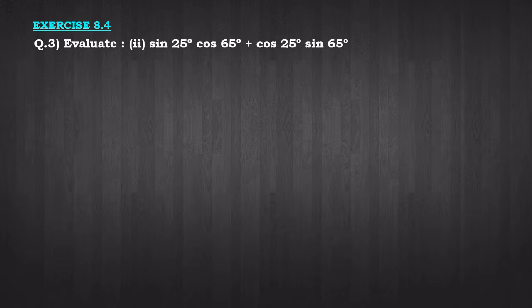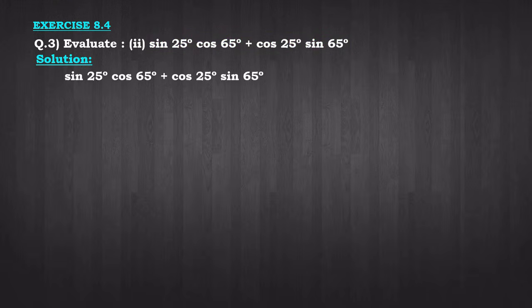Now, let us solve question 3, part 2, from exercise 8.4. The question asks to evaluate sine 25 degrees multiplied by cosine 65 degrees plus cosine 25 degrees multiplied by sine 65 degrees. Let us solve it step by step.